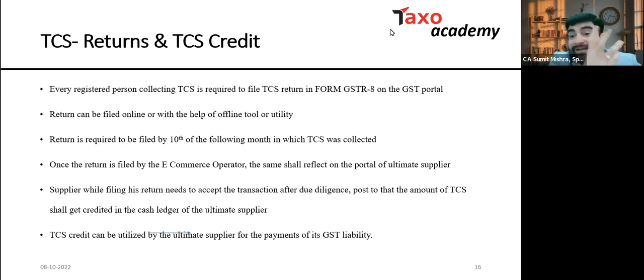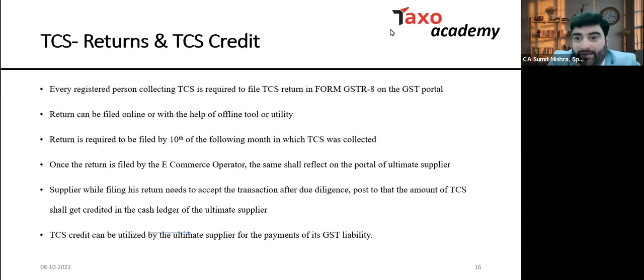TCS credit, again like TDS, I told you about the TDS. Similarly, TCS. In case of TCS also, the moment the e-commerce operator files its return in the form GSTR 8, the same will reflect on the portal of the supplier. Now, the supplier has to check all the transactions made by the supplier through the e-commerce portal.